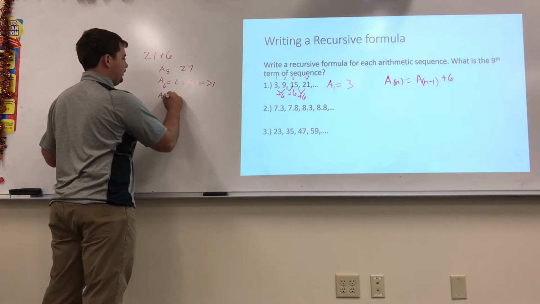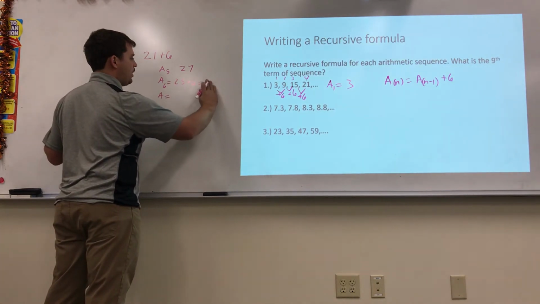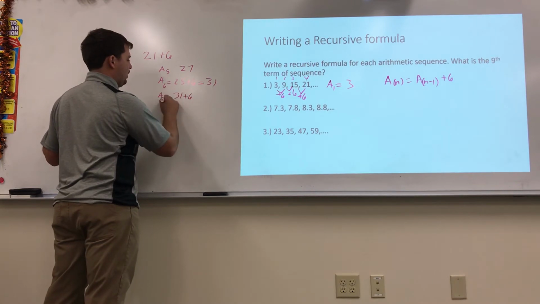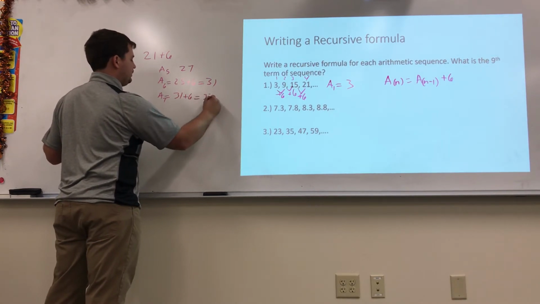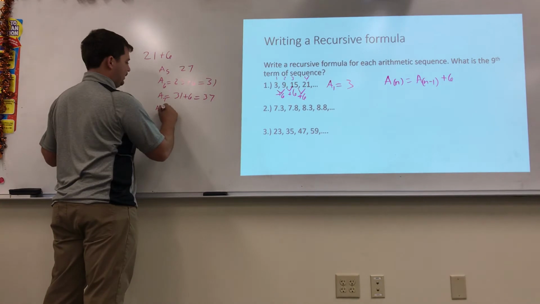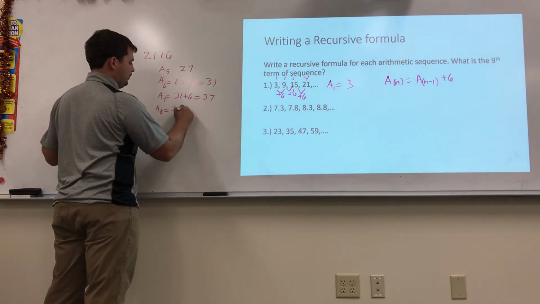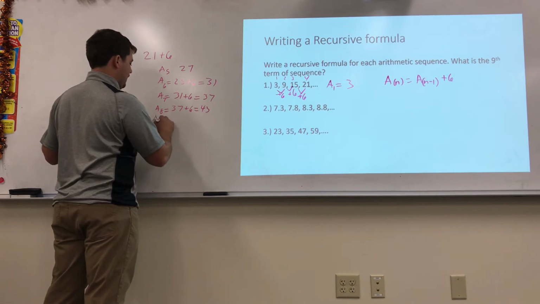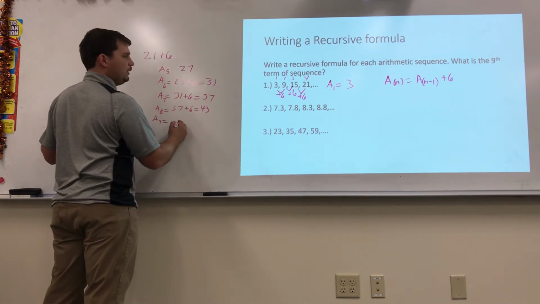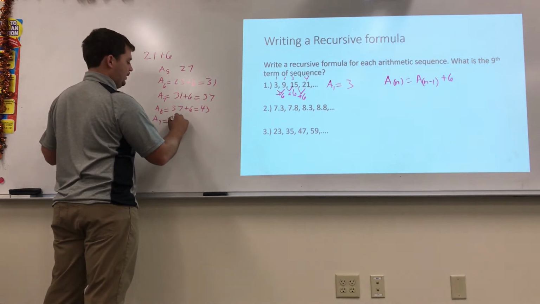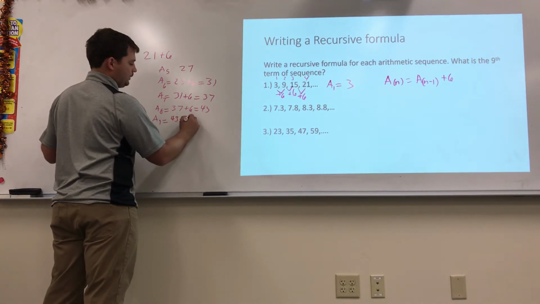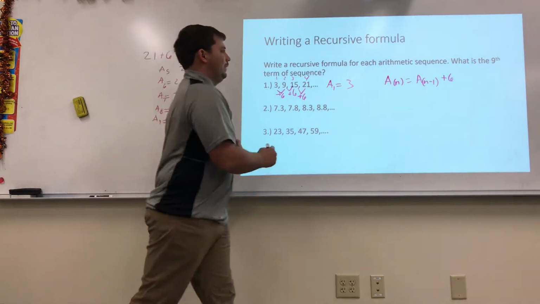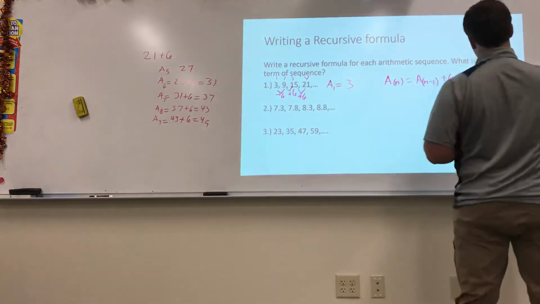A of 7 is going to be 31 plus 6, which is 37. A of 8 is going to be 37 plus 6, which is 43. A of 9 is going to be 43 plus 6, which is 49. So the ninth term in this one would be 49.